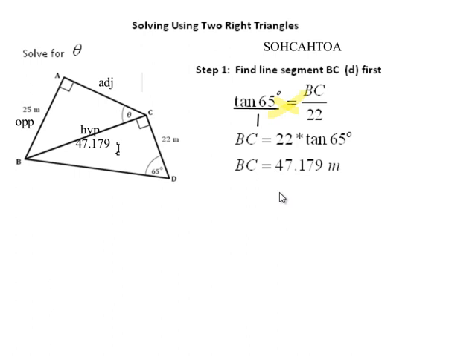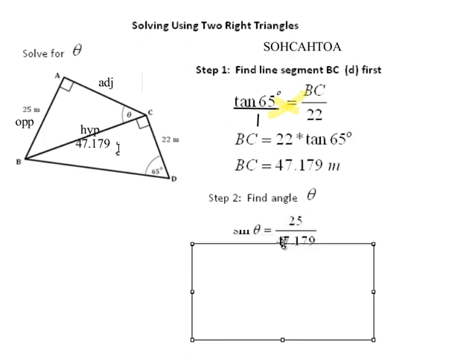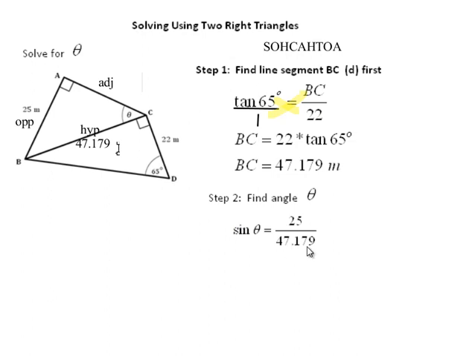So we get ready to go to the second step of the question, where we're going to find angle theta. It's going to be a sine question, so we're going to write sine of theta equals opposite, which is 25, over our hypotenuse, which is 47.179. Again, if you can leave that in your calculator, great. And if you can't, rounding it off to 3 or 4 decimals will probably not change the outcome very much in the final answer.